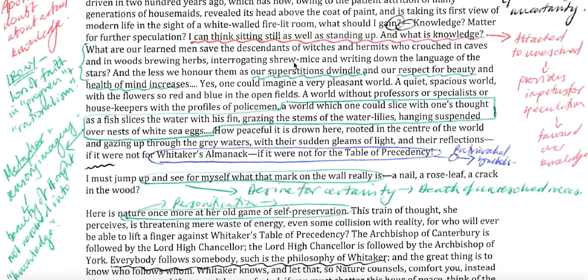There's a sort of post-Enlightenment skepticism going on here about the way that people who are responsible for the production of knowledge are seen as a sort of occultist charlatans, people that are concocting sort of cult-like medicine. They're seen as being sort of out of what we would consider to be social orthodoxy. And the less we honour them as our superstitions dwindle and our respect for beauty and health of mind increases.